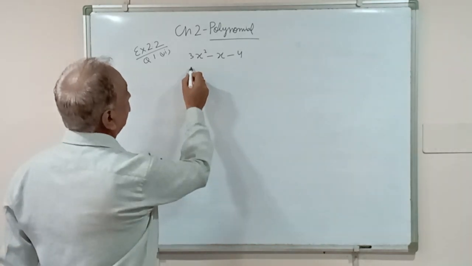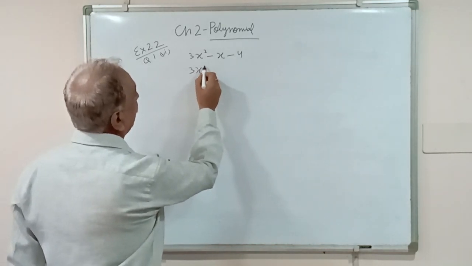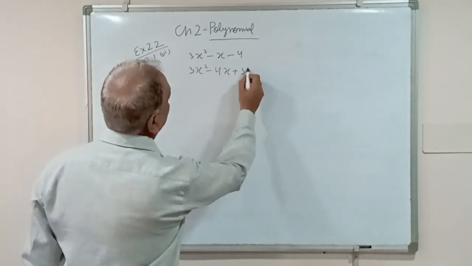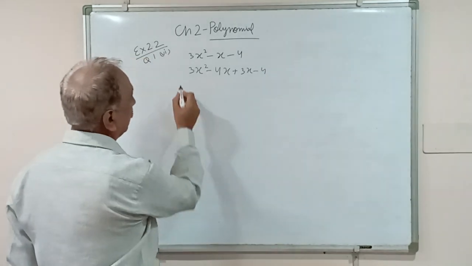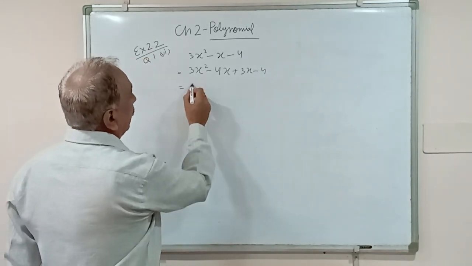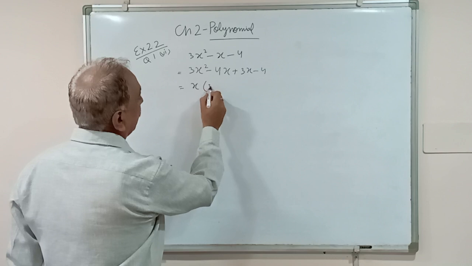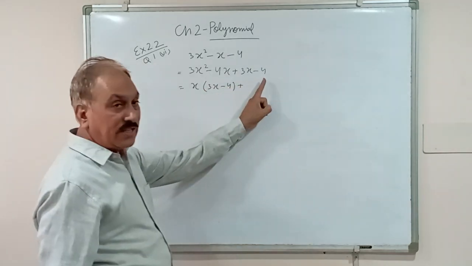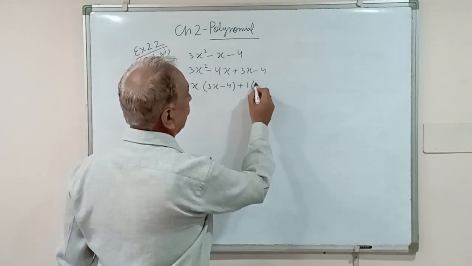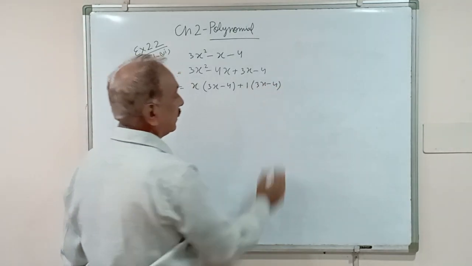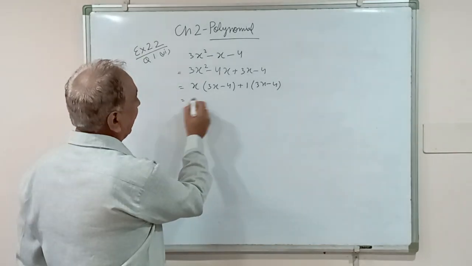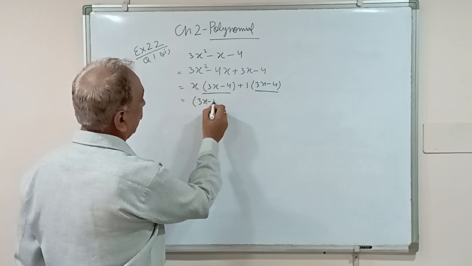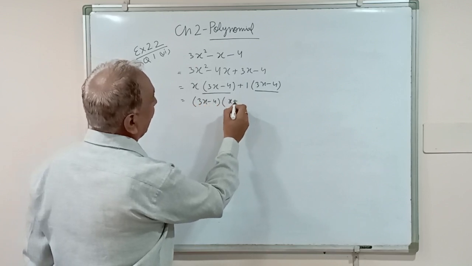Split the middle term: 3x square minus 4x plus 3x minus 4. X is common, 3x minus 4, then 3x minus 4, 1 is common, then finally 3x minus 4 is common, in bracket x plus 1.